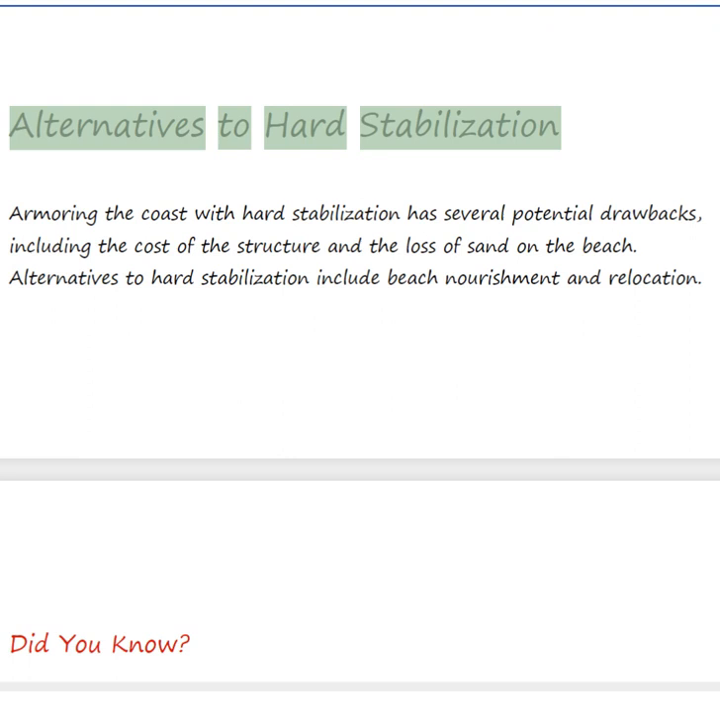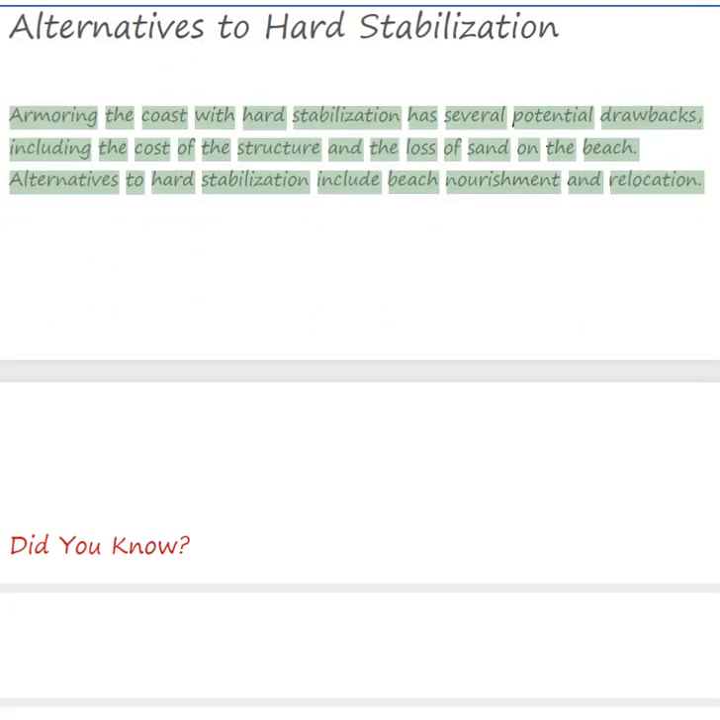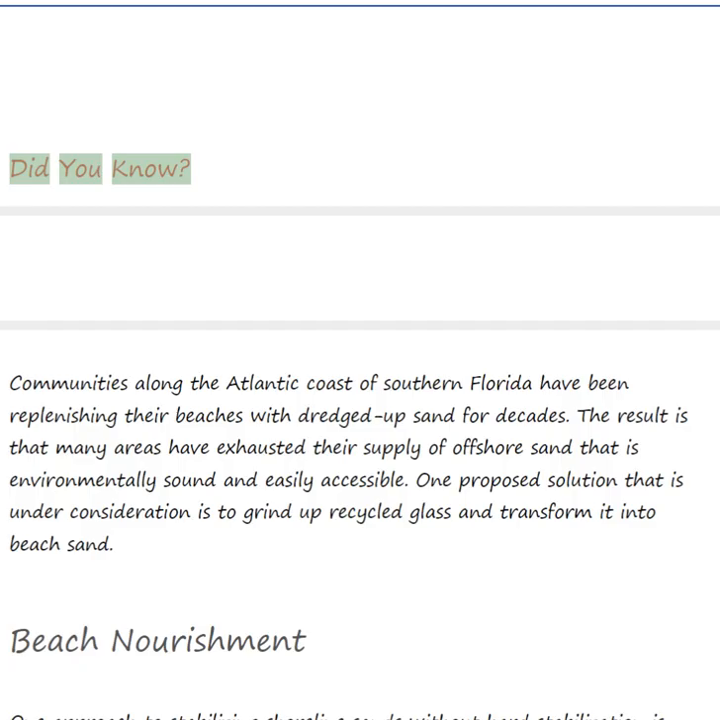Alternatives to hard stabilization. Armoring the coast with hard stabilization has several potential drawbacks, including the cost of the structure and the loss of sand on the beach. Alternatives to hard stabilization include beach nourishment and relocation. Did you know?